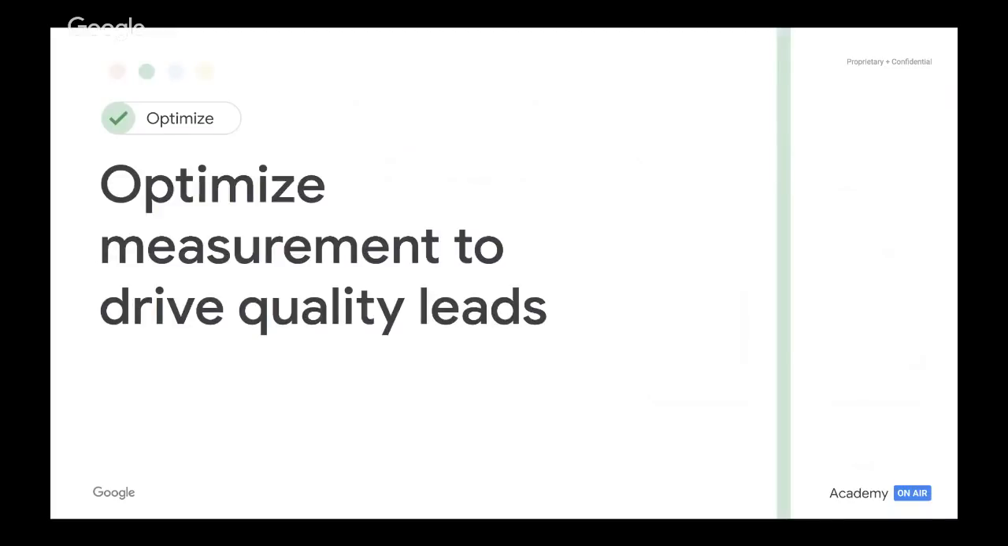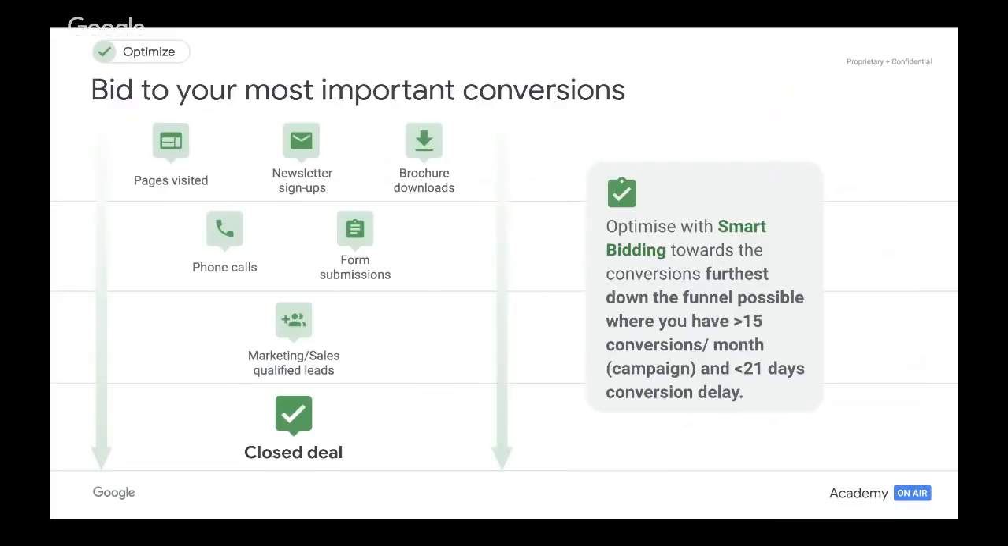So that brings me nicely on into how we actually optimize our measurements to drive these high quality leads. So what's important here is that you are bidding to your most important conversions, okay? And when I talk about the most important conversions, I'm talking about the conversions which are most closely reflecting the revenue that we're driving. So in this scenario here, what we're looking at is a closed deal, because the closed deal is what ultimately allows my business to make money, okay?